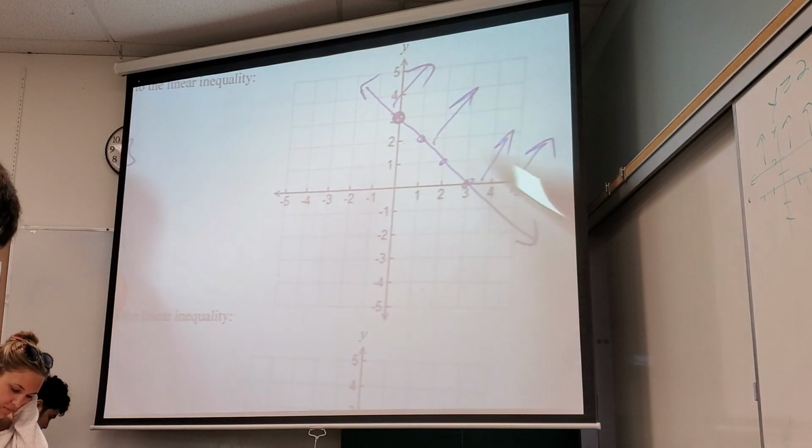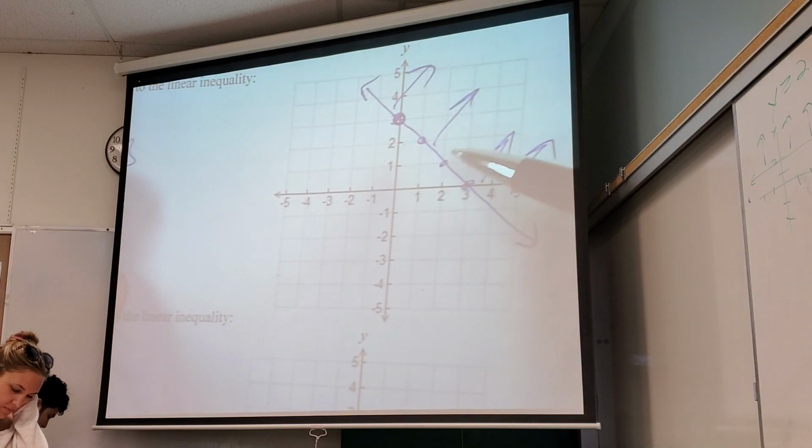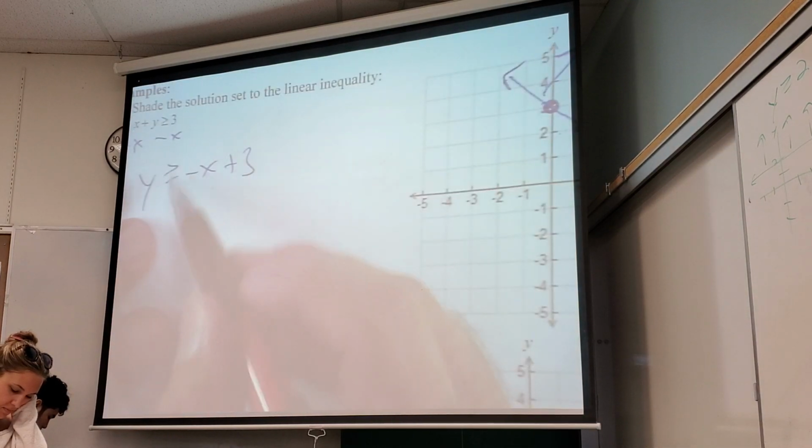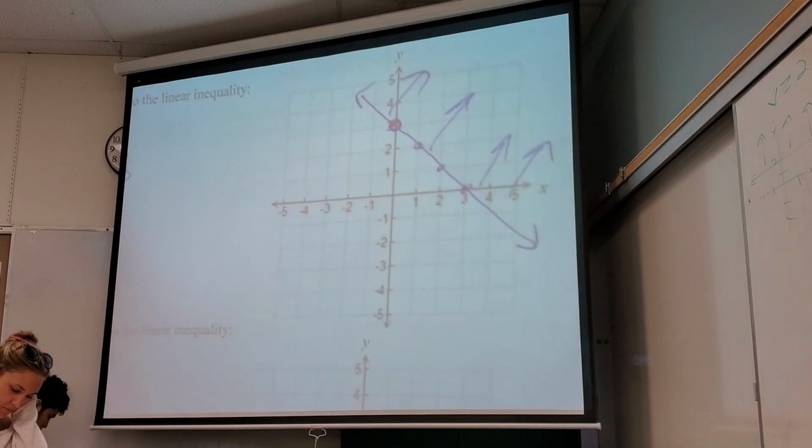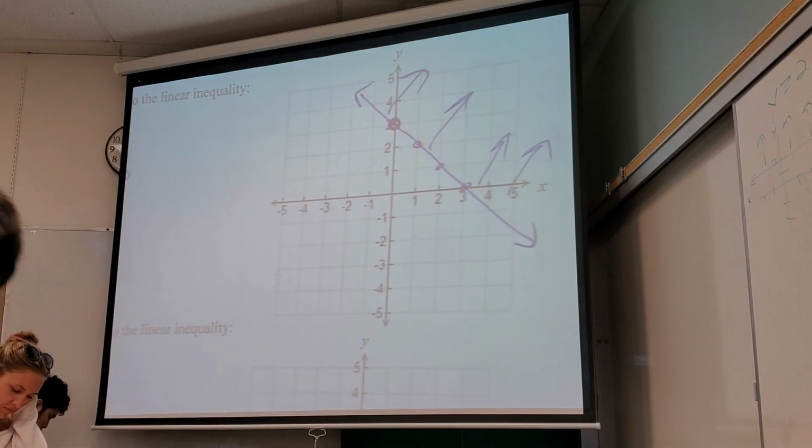And again, this would be up, wouldn't it? This is up from the line. This is up, and that's what it says, greater than. I'm going to shade up. So both ways agree, thank God.